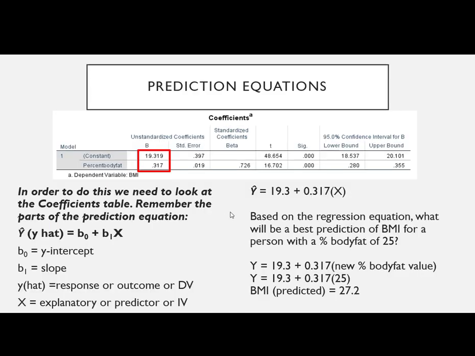So now we can go back to our prediction equation. If I write out my prediction equation here and I plug in my values, so 19.3 is my intercept, my beta naught, 0.317 is my beta 1, and then my x. Based on the regression equation, what would be the best prediction of a BMI for a person with percent body fat of 25? So then I just plug it in. I'd write it out and then put the new value, which is 25, multiply that out, add it, and get a BMI of 27.2.